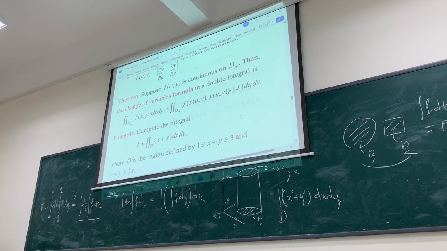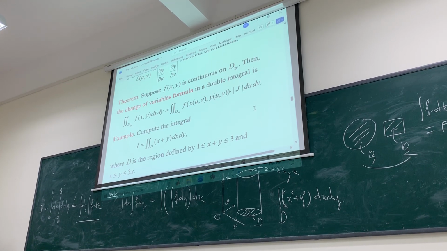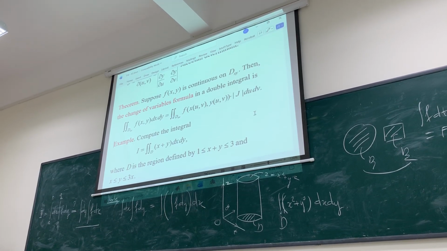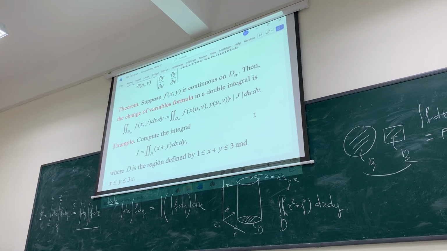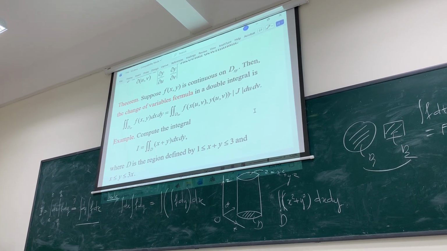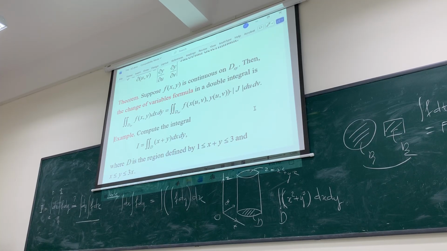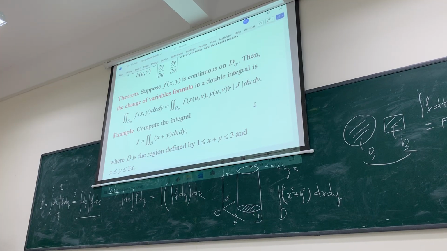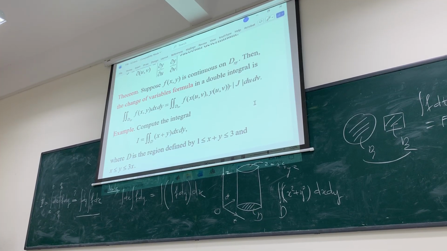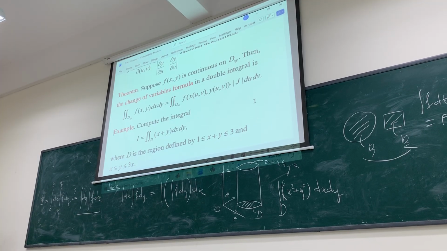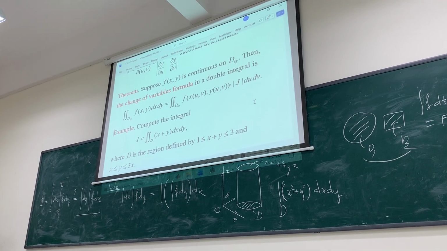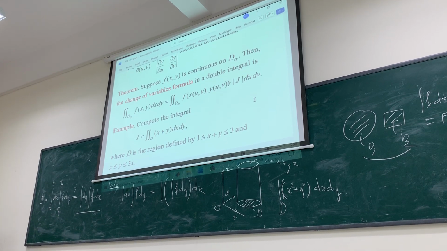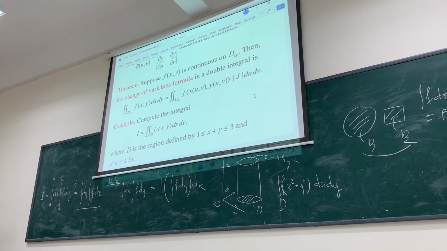Now, let me give you an example, just for the change of variable formula. Example: we need to compute the integral I, equal to the double integral over D of (x plus y) dx dy, where D is defined by 1 less than x plus y less than 3, and 1 less than y over x less than 3. Here D contains only points satisfying the two inequalities.